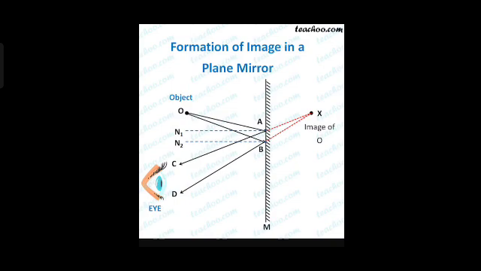Discussing the characteristics of the image formed by a plane mirror. The image formed by a plane mirror is virtual. The image formed by a plane mirror is behind the mirror. The image formed in a plane mirror is the same distance behind the mirror as the object is in front of it. The image formed by a plane mirror is of the same size as the object. The image formed by a plane mirror is erect. The image in a plane mirror is laterally inverted.